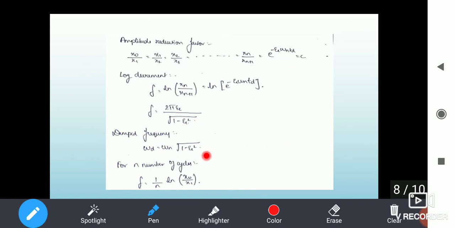Actually, these types of formulas will be used for calculating during the problems. So at present, don't worry about it. Just understand the concept alone. I hope you have got an idea regarding all the three dampings.